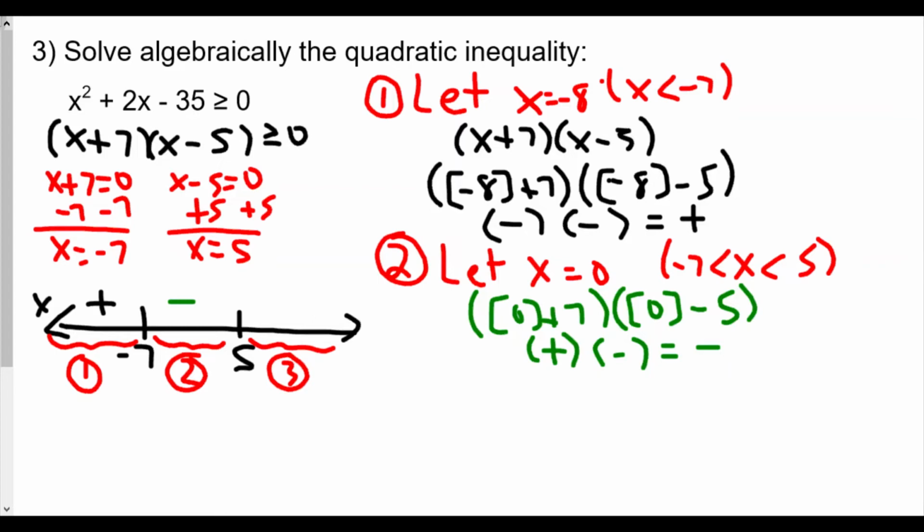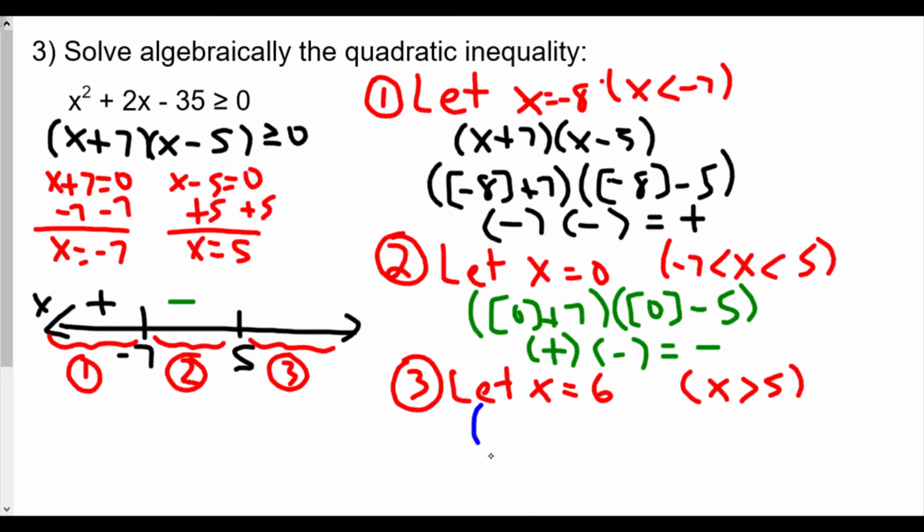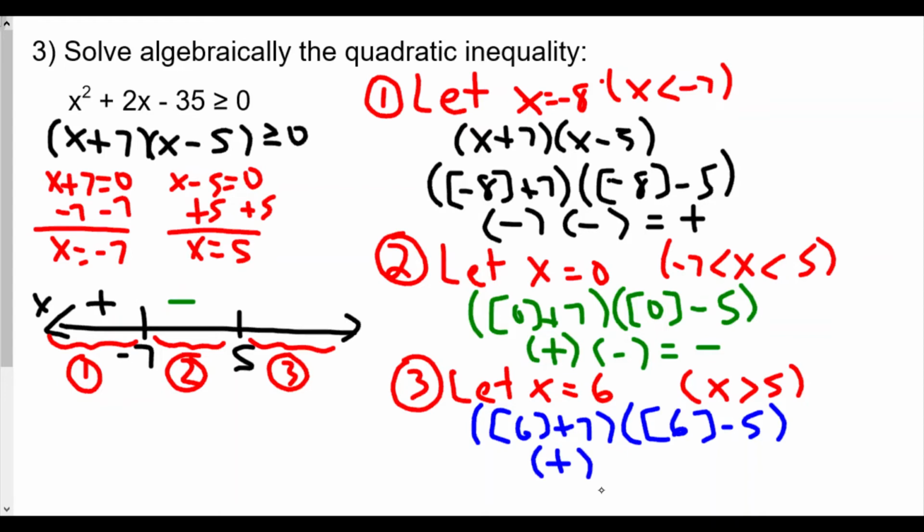And now finally, we're going to find the sign value for a number in region 3. Since in this case we want x to be greater than 5, we're going to let x equal 6. So plugging in, we have 6 plus 7 times 6 minus 5. 6 plus 7 is positive 13, and 6 minus 5 is positive 1. So a positive times a positive will give us a positive result.